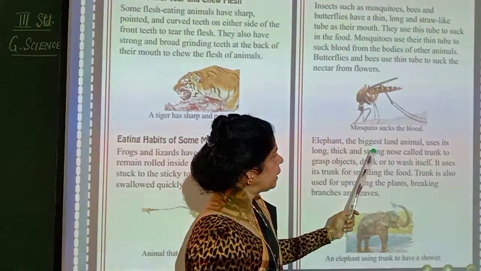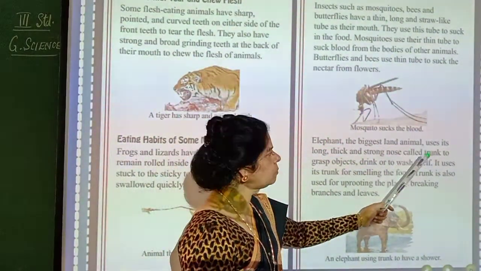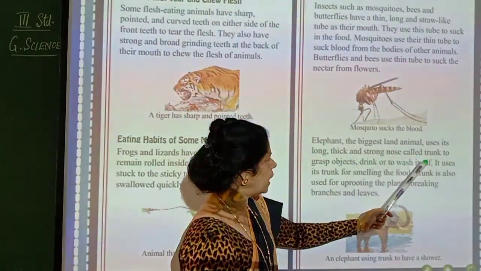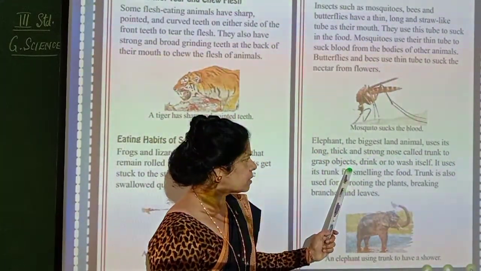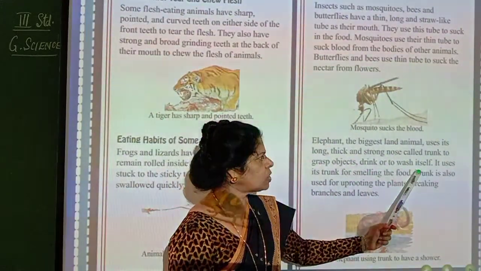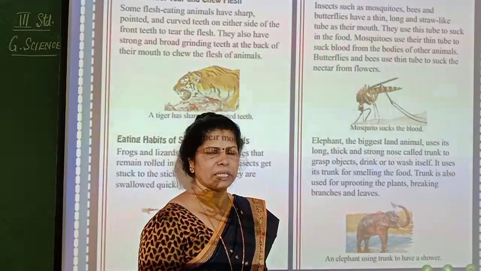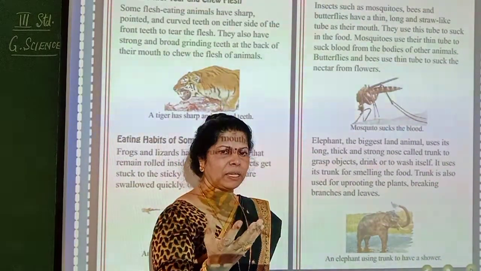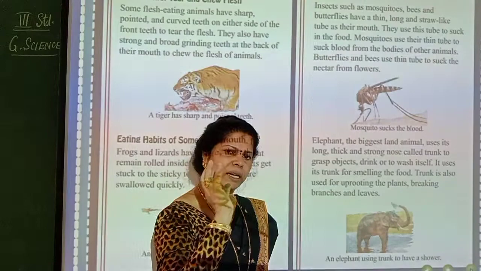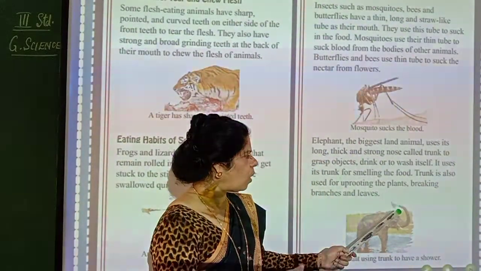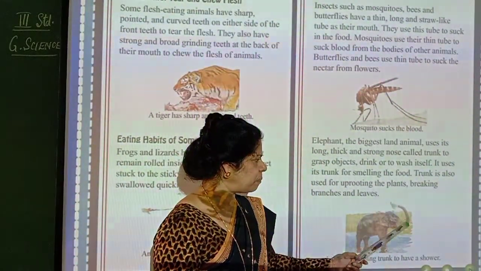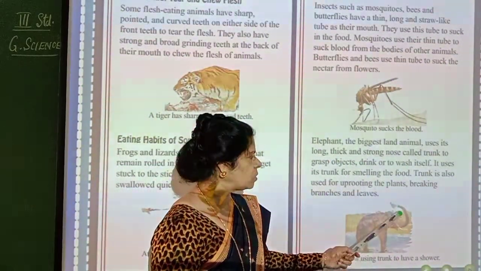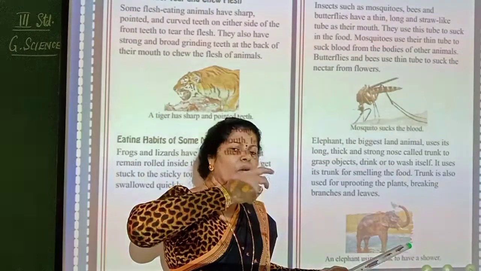Elephant, the biggest land animal, uses its long, thick and strong nose called trunk to grasp objects, drink or to wash itself. You have seen an elephant, isn't it? So what does the elephant do? If you are giving any food to it, you just keep it on the trunk or sometimes directly give it into the mouth. Can you see this part? This is called the trunk of the elephant. So if you keep it on the trunk also, it will roll and eat.